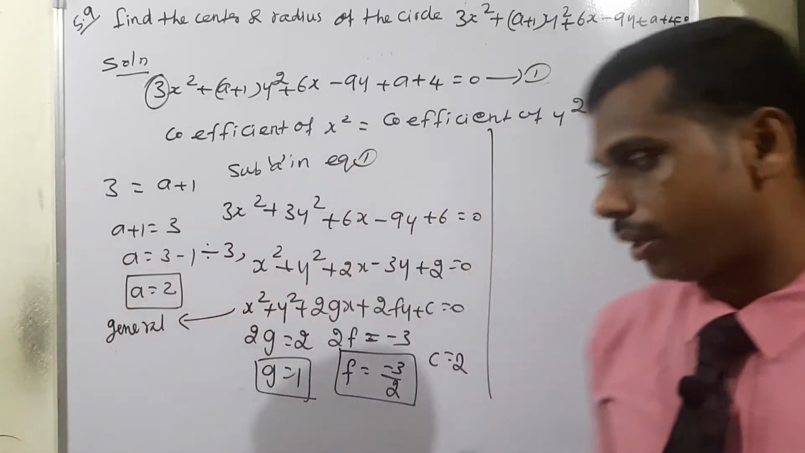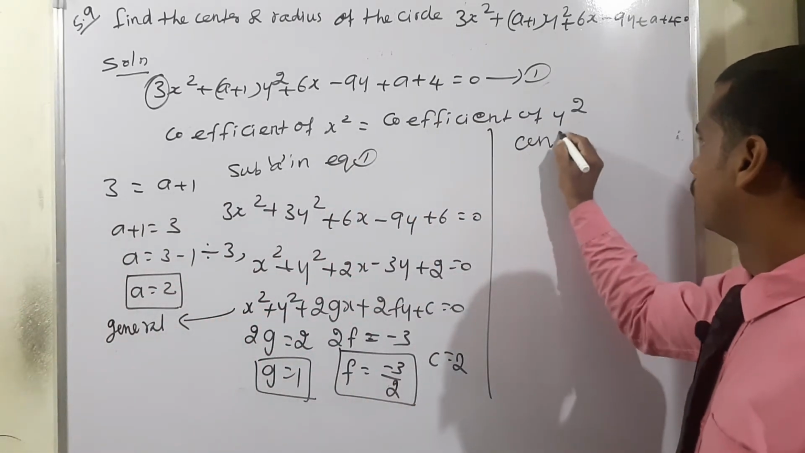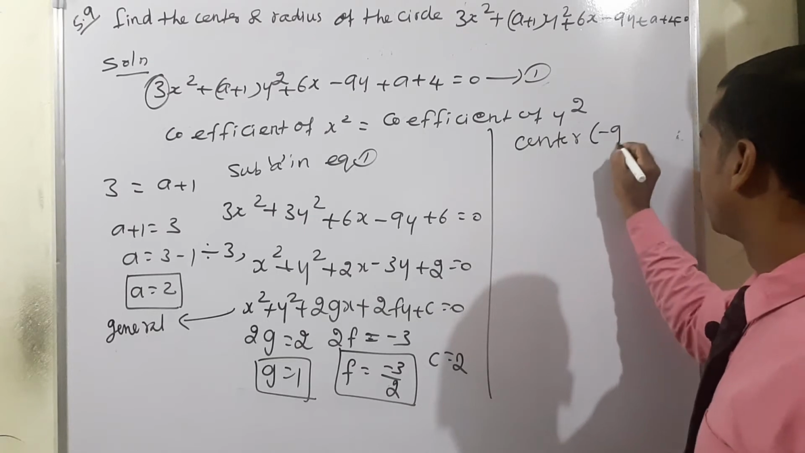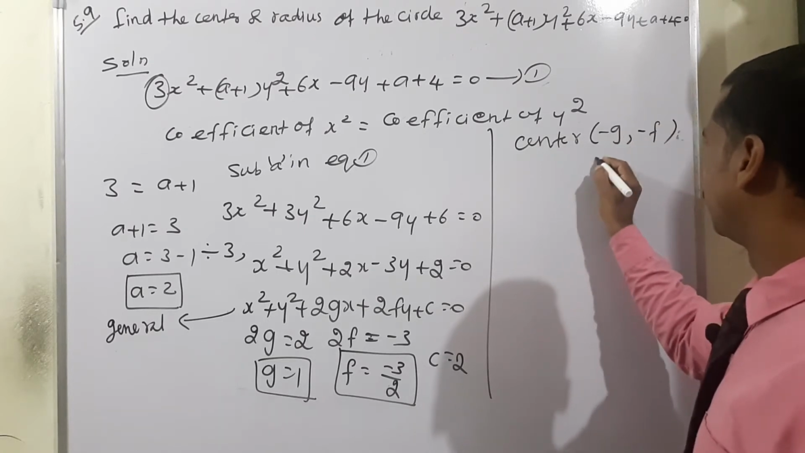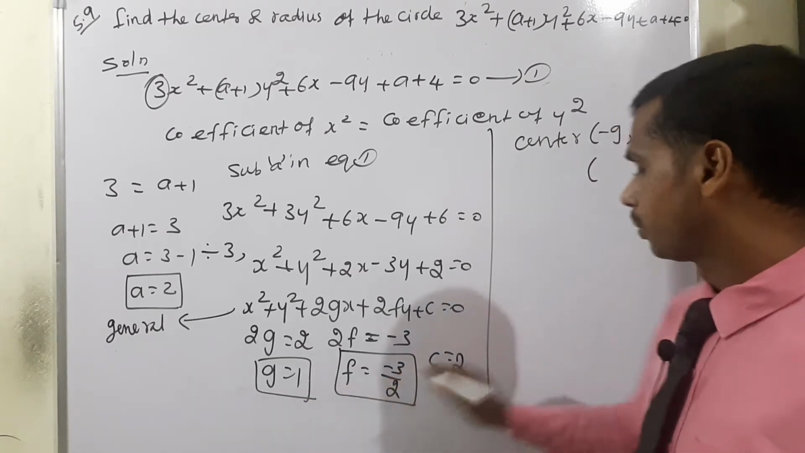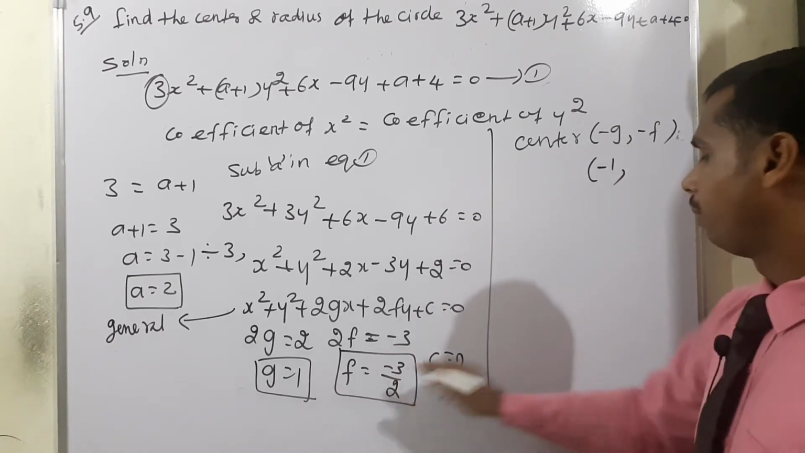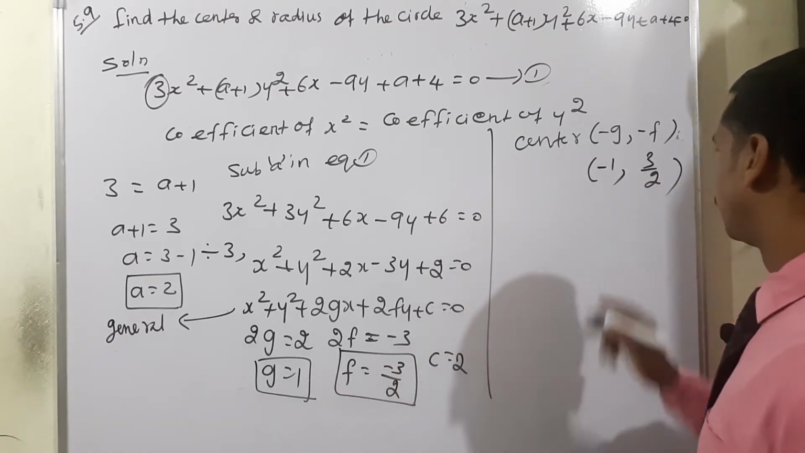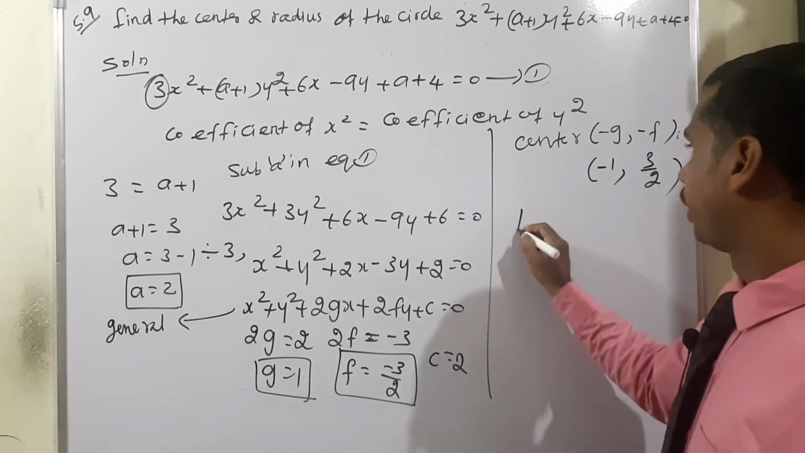Now, moving to the center. The center formula is minus g comma minus f. Therefore, the g value is already positive, so we can write it as minus 1 comma positive 3 by 2. This is called the center. Moving to the radius.